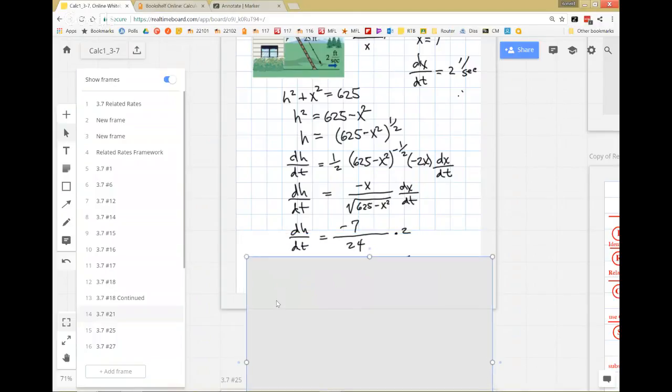Now substitute. The dh dt we don't know. We do know x is 7 and dx dt is 2. And there it is. And I should have labeled this again. It's feet per second.